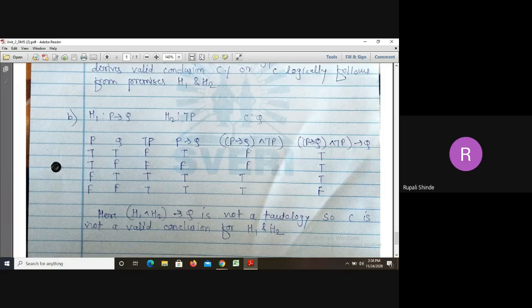And now we have to take its conditional operation with Q. So again check whether there is any value T F. Yes. The last row is containing values T F. That's why the last row is containing final value as F. This is not a tautology, so Q is not a valid conclusion for given premises H1 and H2.